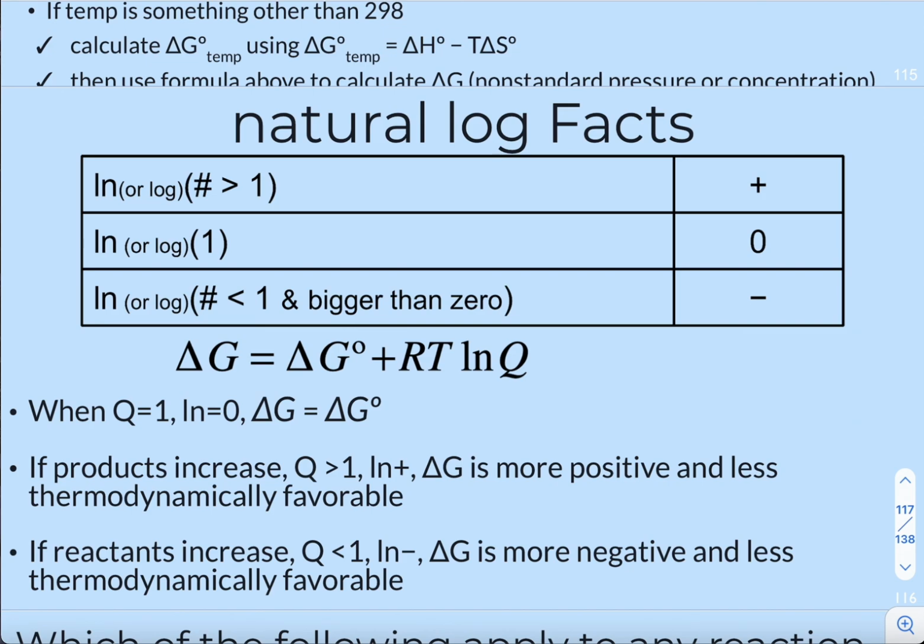So if the products increase, delta G is more positive, less thermodynamically favorable. If the reactants increase, delta G will be more negative, and more thermodynamically favorable. So make sure you change that on your notes as well.